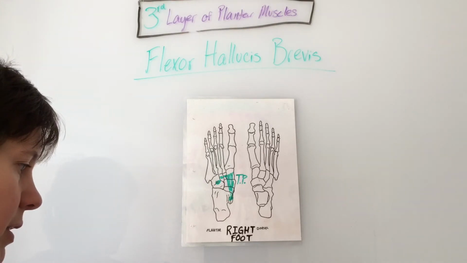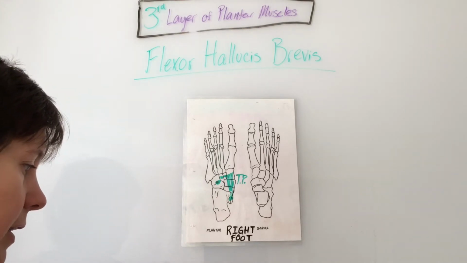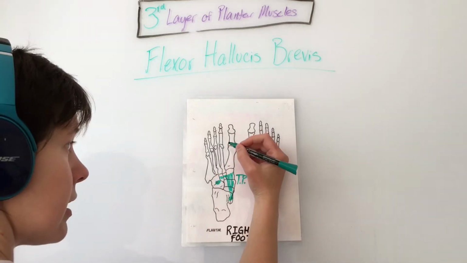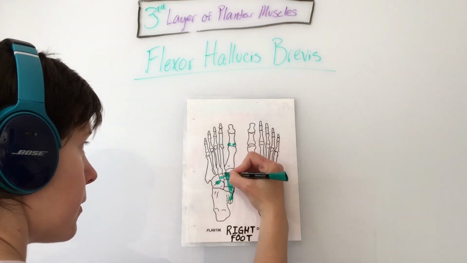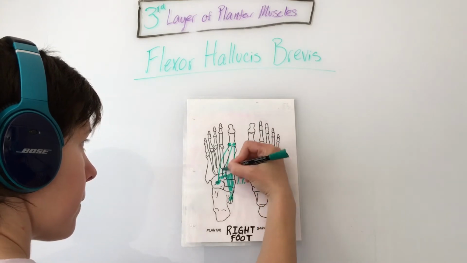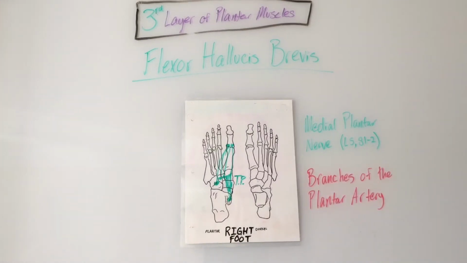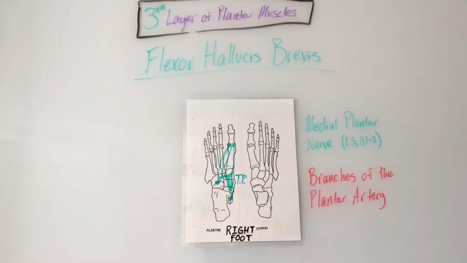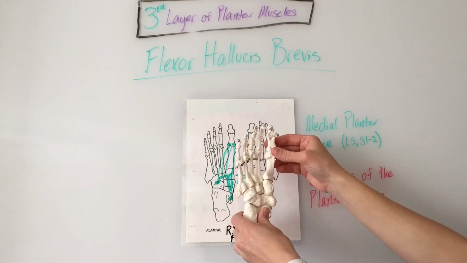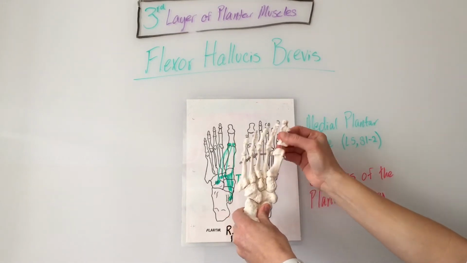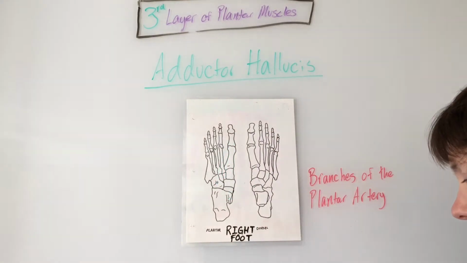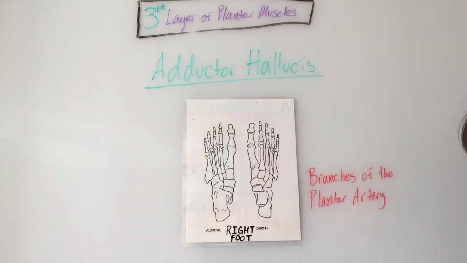The flexor hallucis brevis inserts on the proximal phalanx of the hallux at its base and the sesamoid bones. It is innervated by the medial plantar nerve, L5, S1, and 2. Blood supply provided by the branches of the plantar artery. And the action of the flexor hallucis brevis is to flex the first MTP of the hallux.